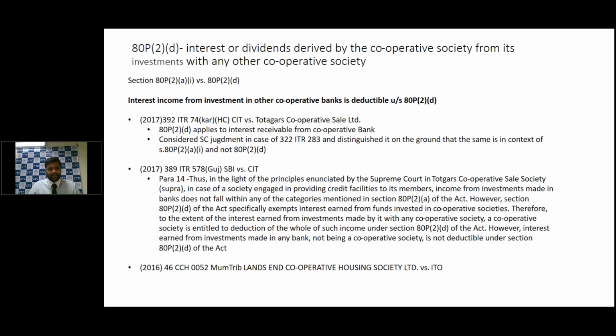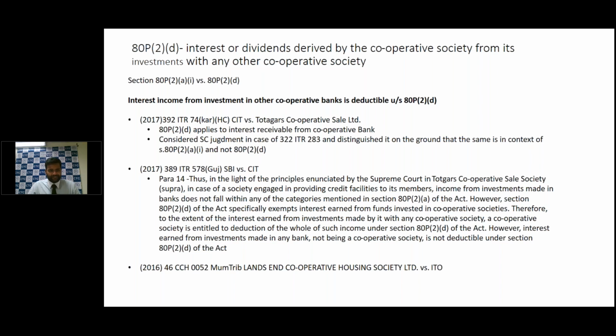The first judgment is of the Karnataka High Court, 392 ITR 74, CIT versus Totagar Cooperative Society Limited. They have also considered the judgment of the Supreme Court in the case of 322 ITR 283 and held that the judgment of the Supreme Court is in the context of 80P(2)(a)(i) and not 80P(2)(d).